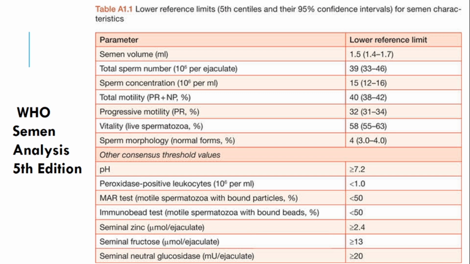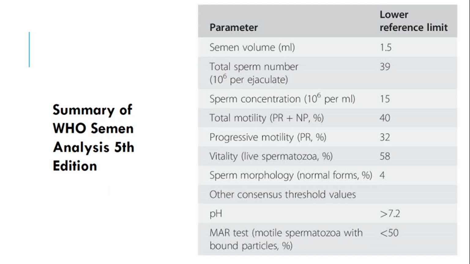And the sperm number has dropped to 39, concentration dropped to 15, motility to 40, progressive motility to 32, and vitality to 58. We used to be 75. So there is a drop. Morphology is now 4%, which used to be 50. So these are all drops, and this is actually encouraging. With this, a lot of men will be branded fertile and not necessarily infertile because of the modification of this result. This is just using the profiling.